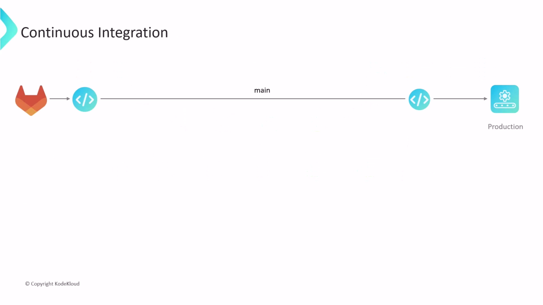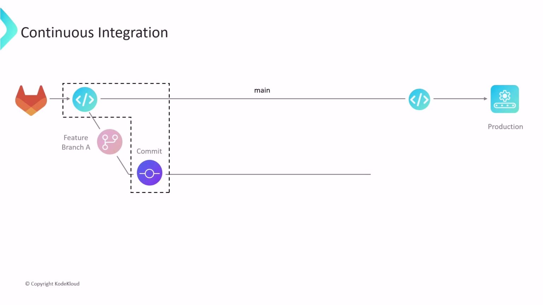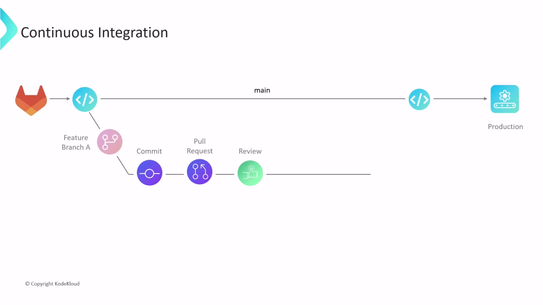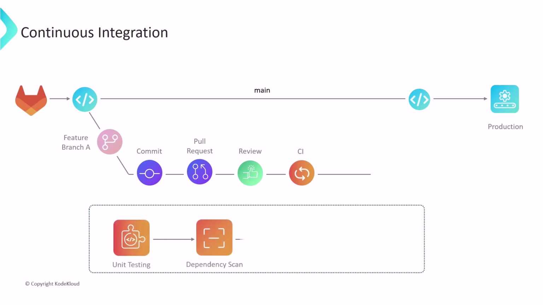So now let's imagine a scenario where developer 1 creates a feature branch A, makes some modifications, and commits the code to this branch. A pull request is generated to merge these changes into the main branch, but before the merge, a team member reviews the code and an automated CI pipeline is triggered. The CI pipeline proceeds through several stages, including unit testing, dependency scanning, artifact building, and vulnerability code scanning. All these assessments are performed on both the newly added code and the existing code from the main branch.